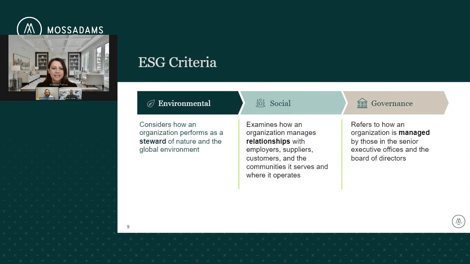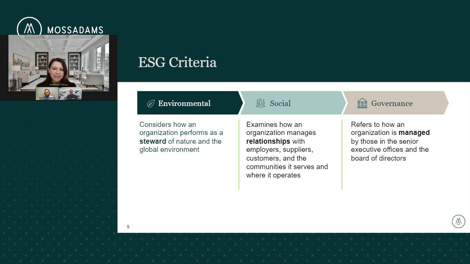So here, this slide breaks down each letter in ESG, starting with the E, environmental. The E in ESG considers how an organization performs as a steward of nature in the global environment. Environmental information includes considerations of greenhouse gas emissions, the use of water, the release of waste, and the use of other natural resources such as forests.